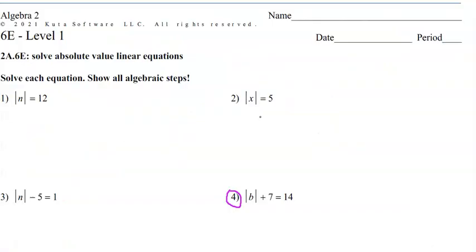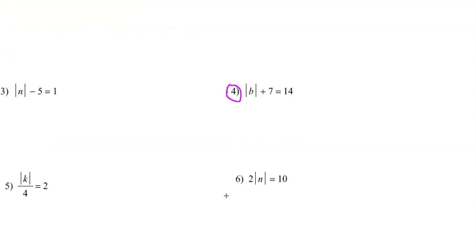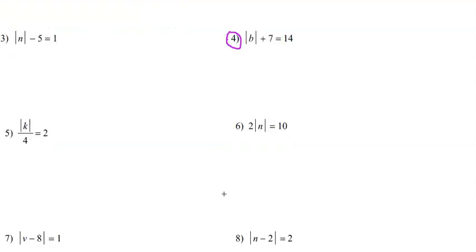Let's look at the 6E Level 1 worksheet, number 4. We will solve the equation and show all the algebraic steps. We have the absolute value of b plus 7 equals 14. First thing you want to do is isolate the absolute value. To do that, we're going to subtract 7 from each side. Absolute value of b equals 7.